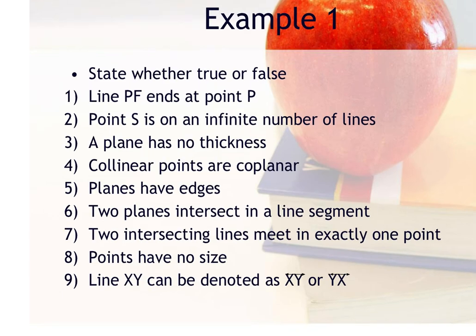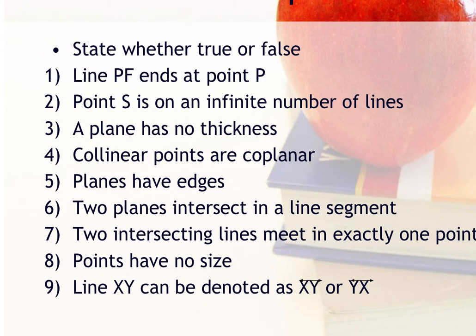State whether it's true or false. Line PF, there's a random line PF, it ends at point P. Well, a line continues on forever by definition, so this has to be false. Okay? Point S is on an infinite number of lines. Yes, if you have a single point, there's an infinite number of lines that go through it.